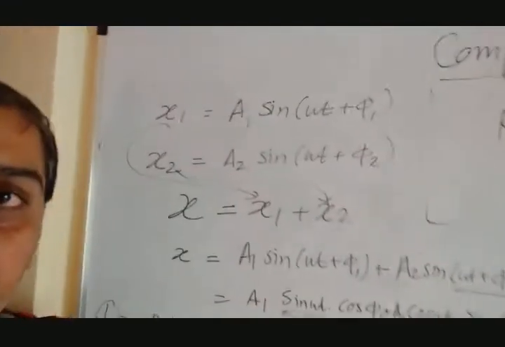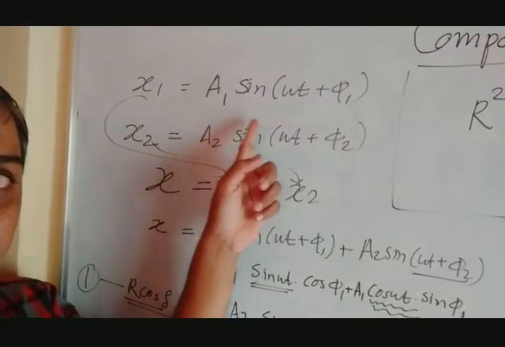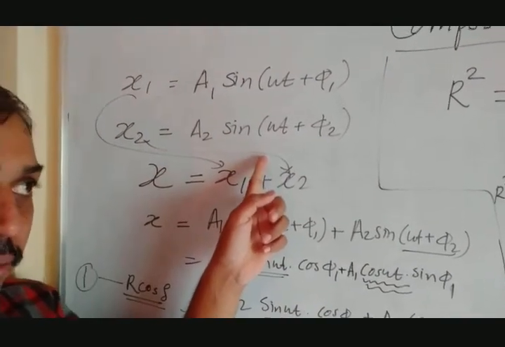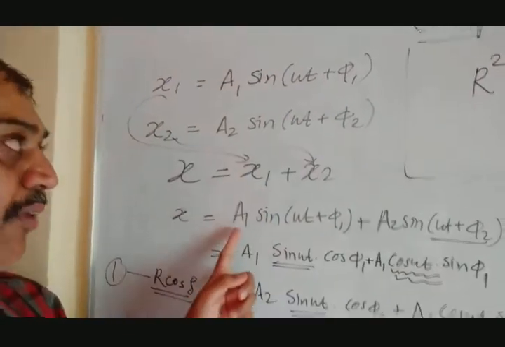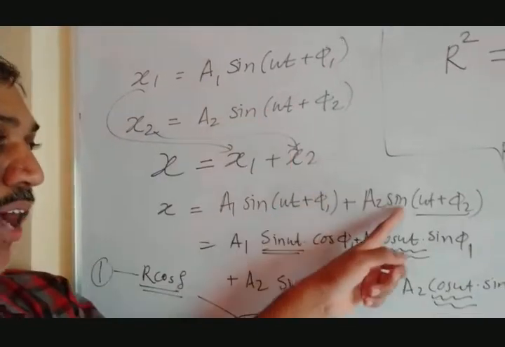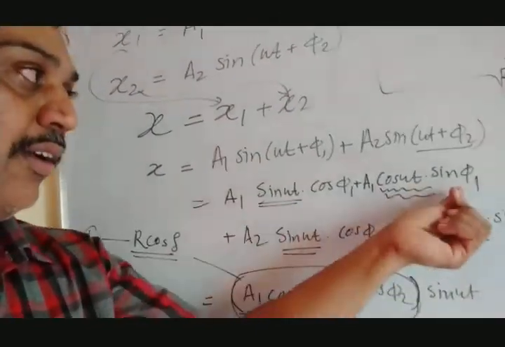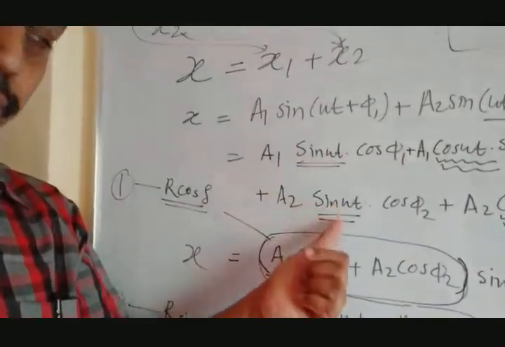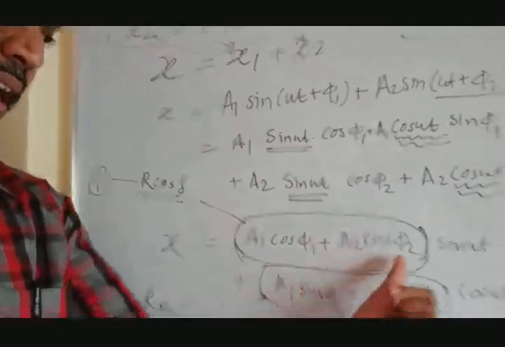In short, what we have done, first of all we have considered two motions represented by x1, x2. x1 equal to a1 sin(omega t plus phi 1), x2 equal to a2 sin(omega t plus phi 2). Then the resultant displacement is x1 plus x2. Add these two, put the values. Use the formula for sin(a plus b). Just take sin omega t common between these two, here cos omega t common. Remaining things are in the bracket.